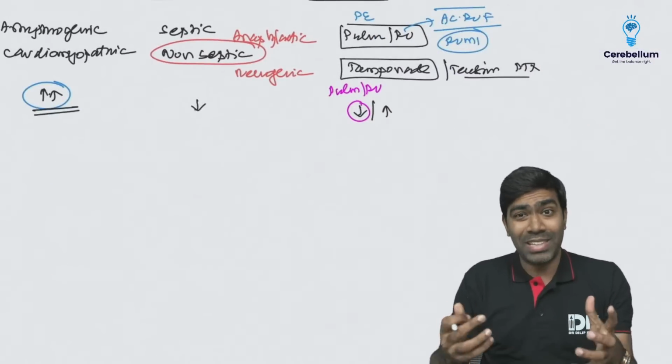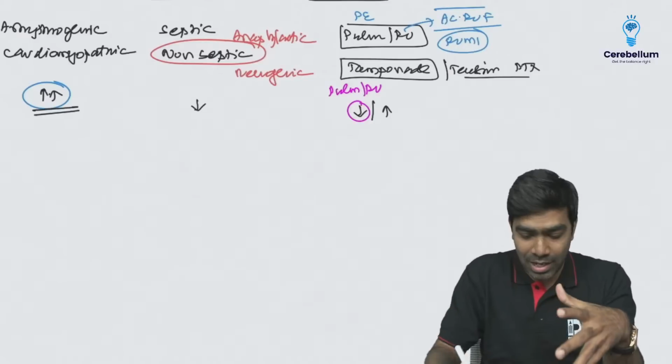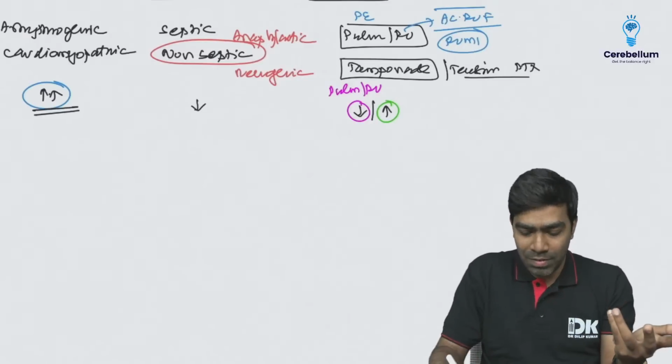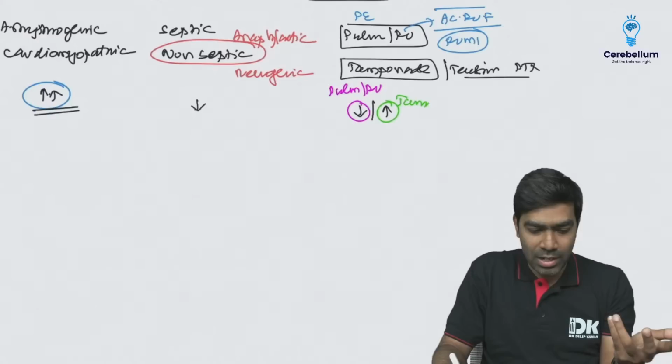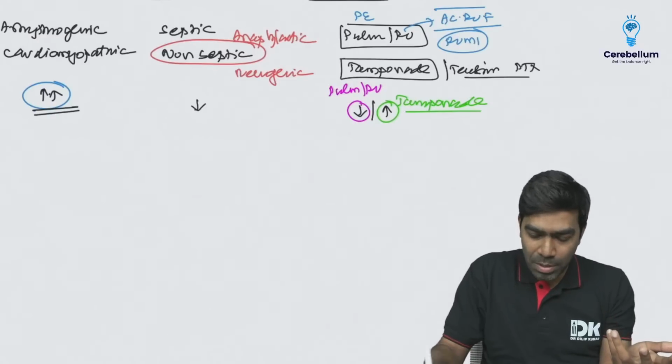On the other hand, if something is strangulating the heart, compressing the heart, your PCWP will be increased. So this is what is going to happen in tamponade. If it's tamponade, the PCWP will be high.